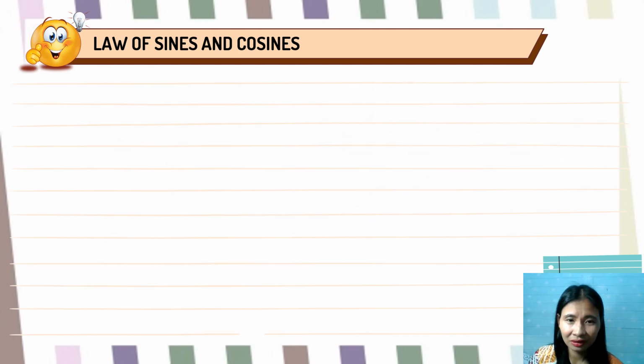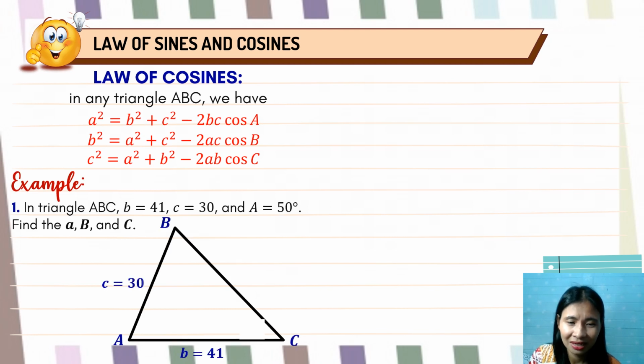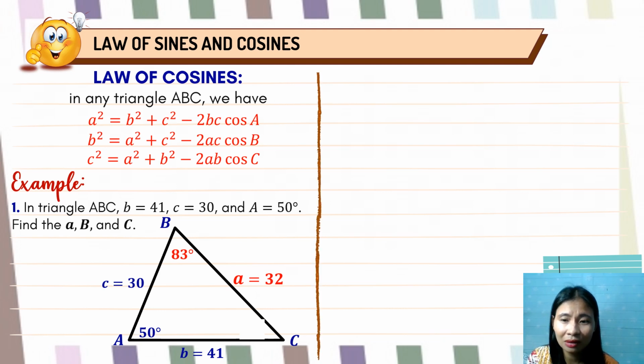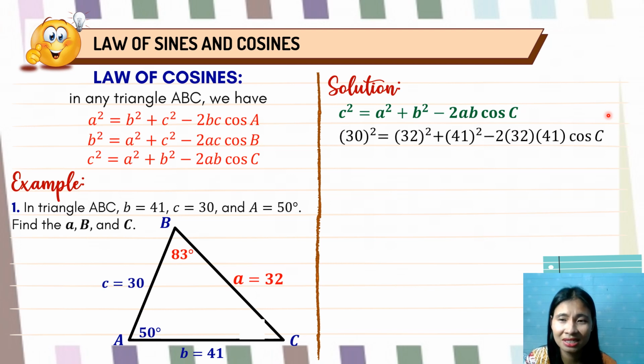So, after solving for the measure of angle B, let's now proceed to angle C. Okay, let's try to have the data. We were able to solve for the measure of A, which is 32, and angle B, which is 83 degrees. So we are now down to solving for the measure of angle C. So from the three formulas, again, since we are talking about angle here, locate the equation with the angle C. So we have here the third equation. So we have c squared is equal to a squared plus b squared minus 2ab cosine c.